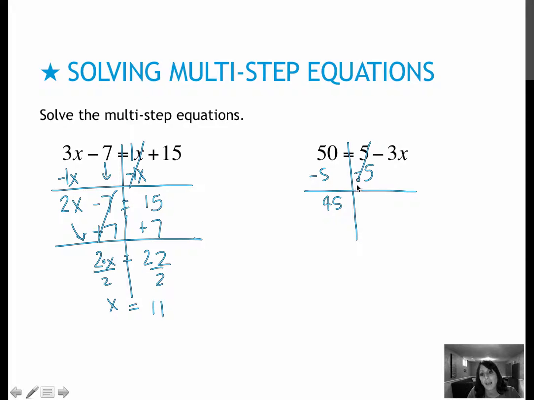On the right side, 5 and minus 5 cancel, and I get negative 3x, or minus 3x. Now I need to get rid of this multiplication by dividing by negative 3. And when I divide, I get negative 15 equals x. If it makes me feel better to put the x on the other side, then I can say x equals negative 15 once I've completed the entire question.